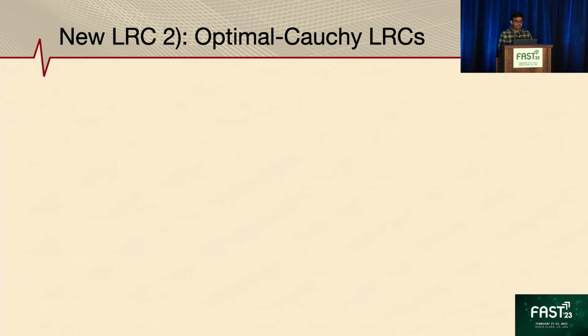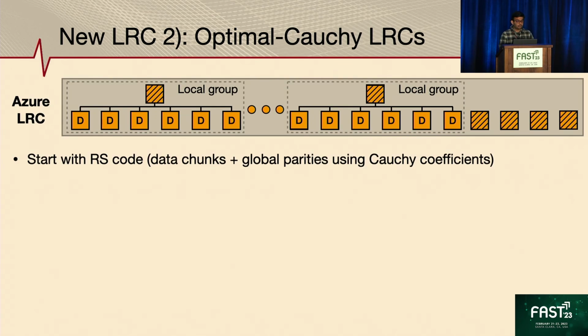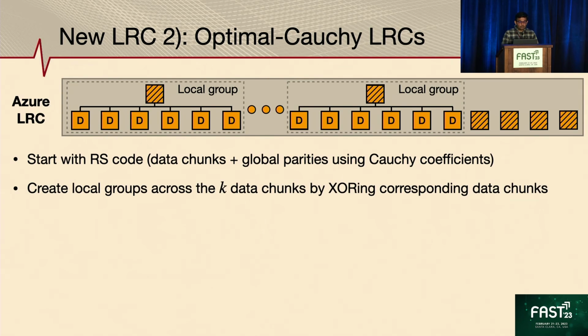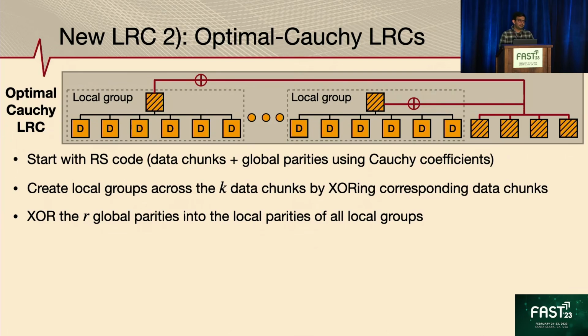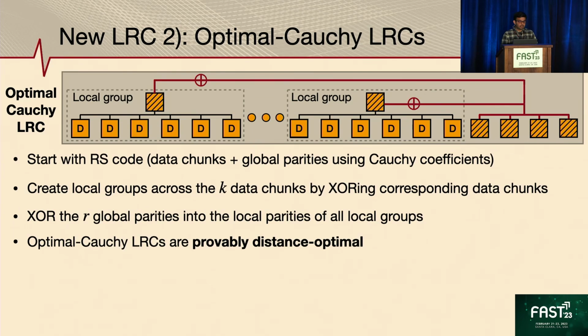The next kind of LRC that we design in this work is the Optimal-Cauchy LRC. Again, you start with a regular Reed-Solomon stripe and an Azure LRC layout, and then we XOR each local parity with all the global parities in each local group. Doing that allows us to have a distance optimality proof for our Optimal-Cauchy LRCs. So Optimal-Cauchy LRCs are distance optimal. They give the best distance for the set of parameters that you choose. But again, to remind the audience, that does not mean maximum reliability.